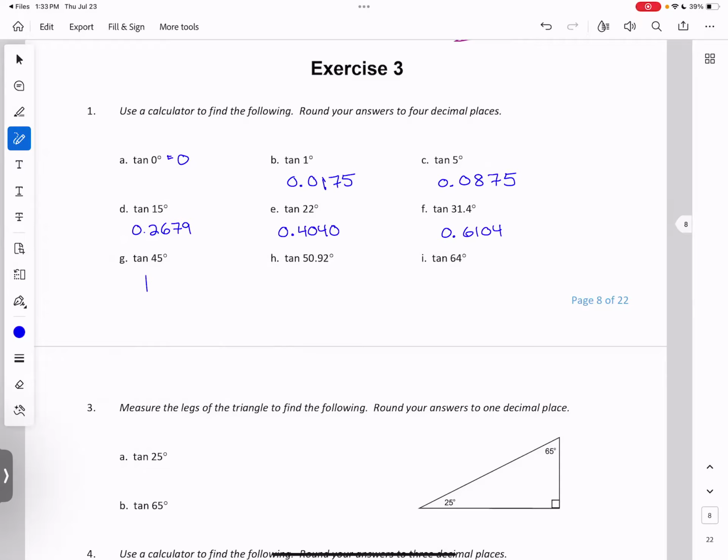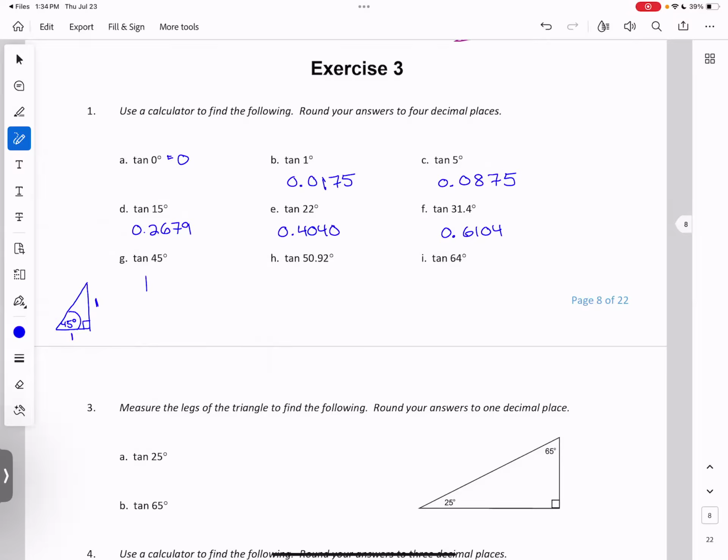Okay, and if you want to think about what that means, maybe I'll just show you that one. So you've got a right triangle, something like this, where you've got a right angle. This is 45 degrees. In this triangle, your adjacent and opposite sides will be the same side length. So you end up with a ratio of 1/1. And that's why you get a tan ratio of 1.